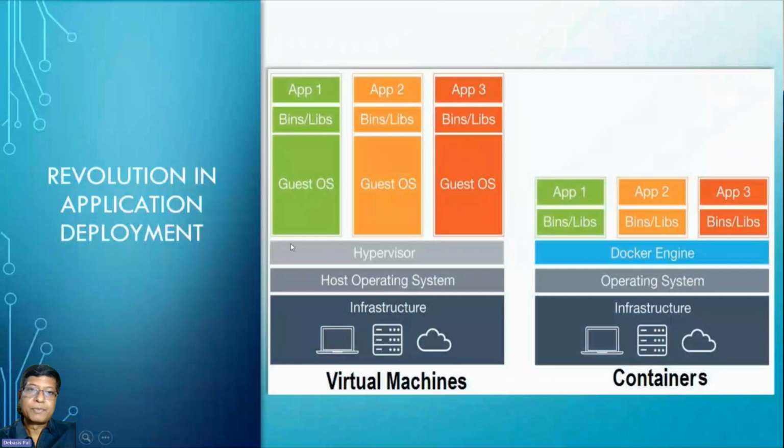We have understood the concept. This is a revolution in application deployment, a revolution in the real sense of the term. This is the virtual machine. You see the infrastructure is the same. Where is the difference? Instead of a hypervisor, you have the Docker engine or the container engine. Docker is one company. Can you see the application size? The binaries, libraries, and the OS kernel all have to be there for this application to run, this application to run, this application to run.